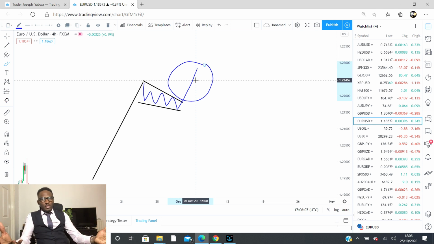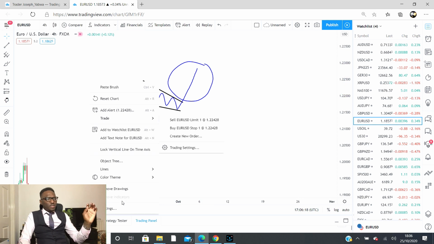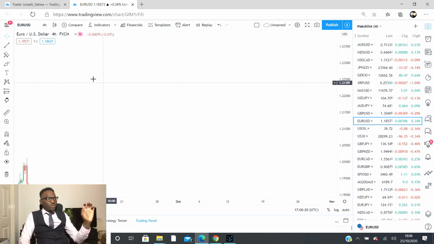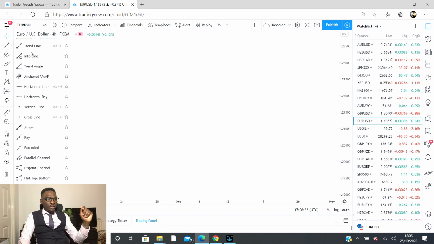So, like I explained to you, some people call this a wedge pattern, some people call it sell setups, buy setups. If you're trading wave analysis, I call it complex contraction. And I'm going to delete all of this, and then we're going to talk about a particular one.